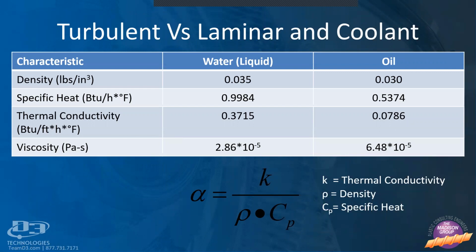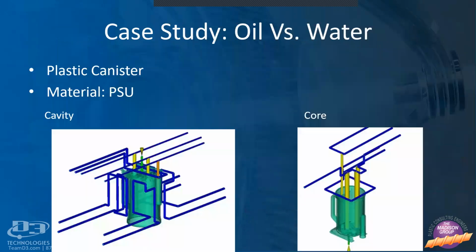The other thing to look at in terms of water versus oil, and turbulent versus laminar, is that one reason we like water, and more people are going to these high temperature coolant temperature control units, is because water has a much higher specific heat than oil. It's got a higher thermal conductivity as well, and the viscosity is much lower than oil. And so we're able to have a higher thermal diffusivity with water than we are with oil.